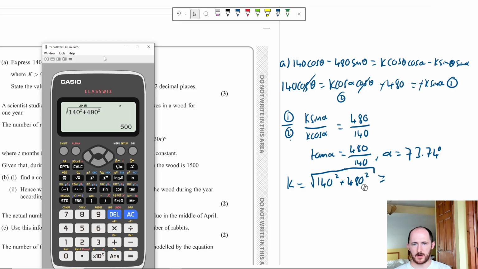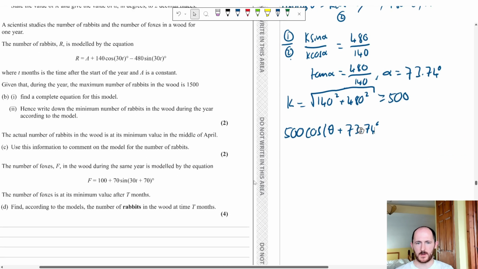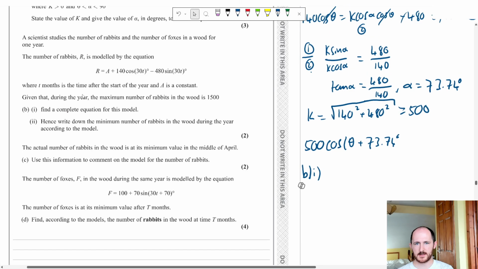The one thing I would do after this, though, oh, 500, that's really nice, is I would actually write out the final form so that it equals 500 cos(theta plus 73.74), just because then you can more easily recognize it later on and it's easier for the examiner as well. I know you might not like the examiner, but we do want to make their lives easy, so that way we can get some extra marks.